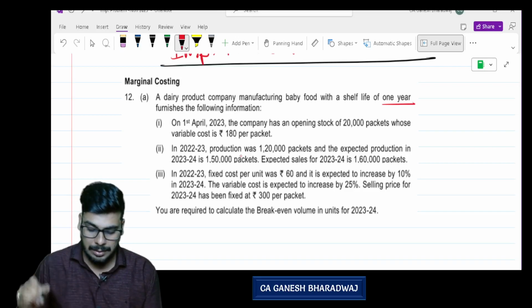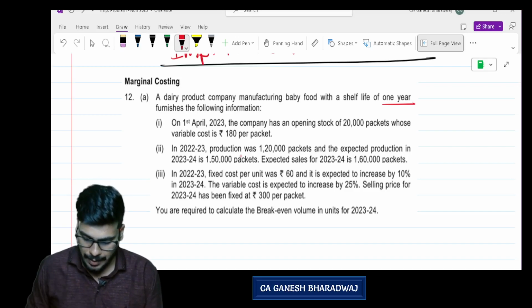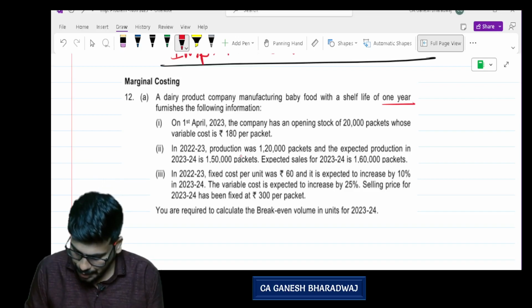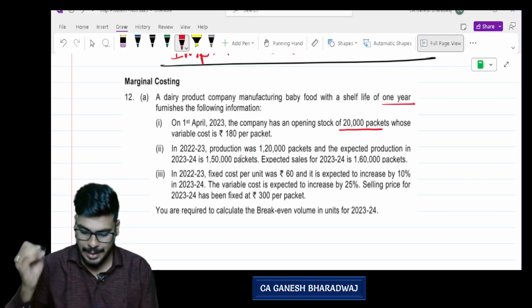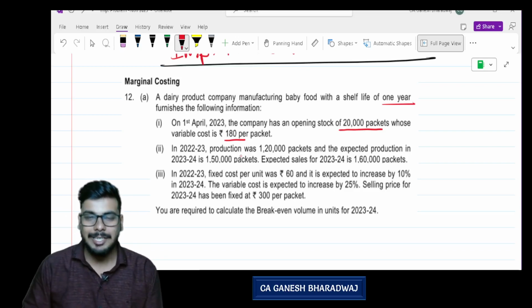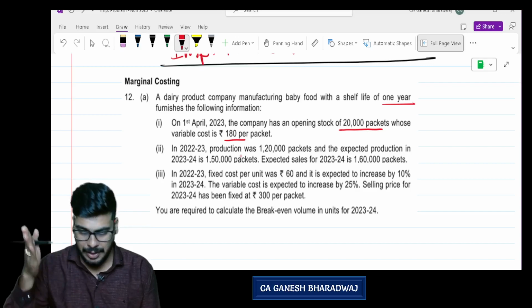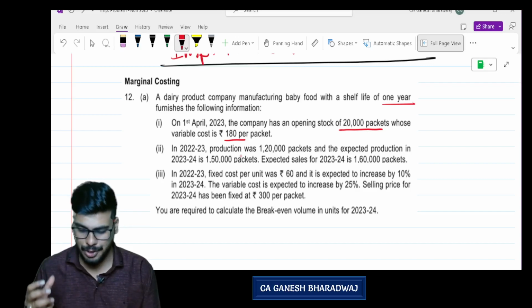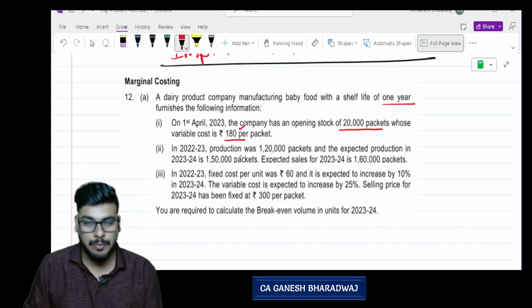On 1st April 2023, the company has an opening stock of 20,000 units, 20,000 packets, whose variable cost is 180 rupees per packet. So on the 1st April of this financial year, they have 20,000 units of the product. The opening cost was 180 rupees.